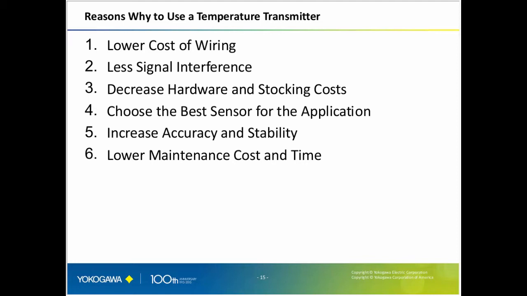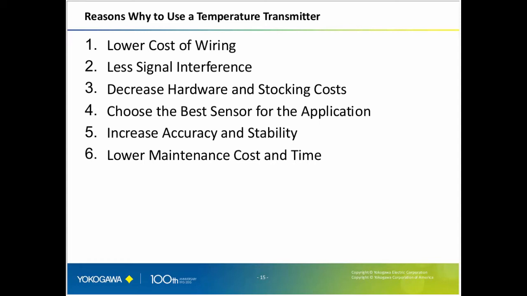So advantage 4, choose the best sensor for the application. When you have the temperature transmitter scheme, if your application requires that you switch from an RTD to a thermocouple or vice versa, all you have to do is change out the sensor. The wiring and the input boards don't have to be changed. You just got to make sure you have a universal temperature transmitter that accepts both, and that's all you have to do. So there's a big advantage there.